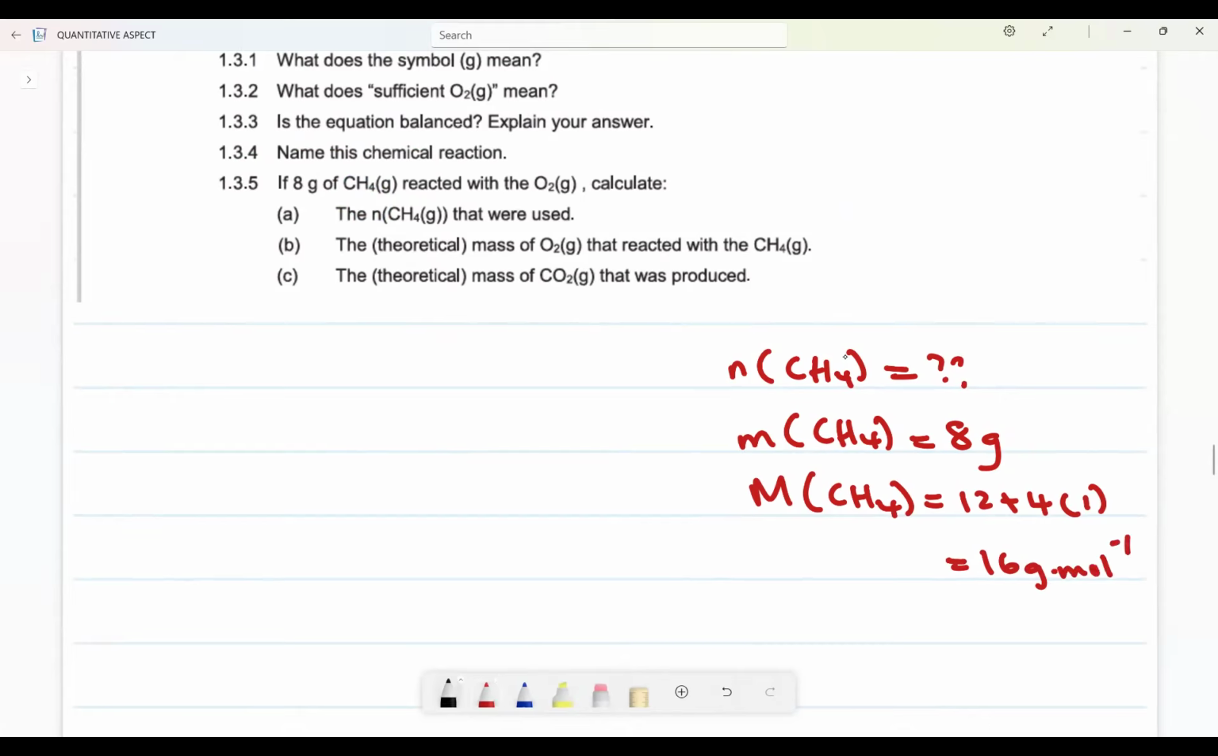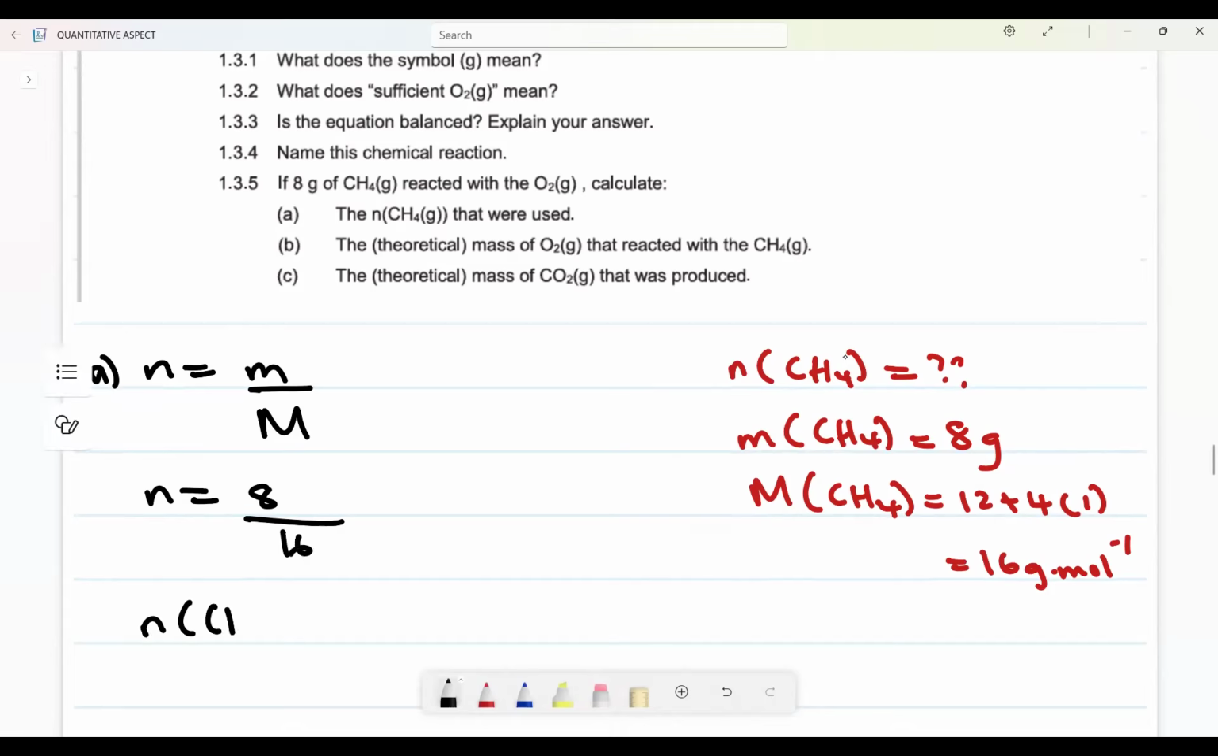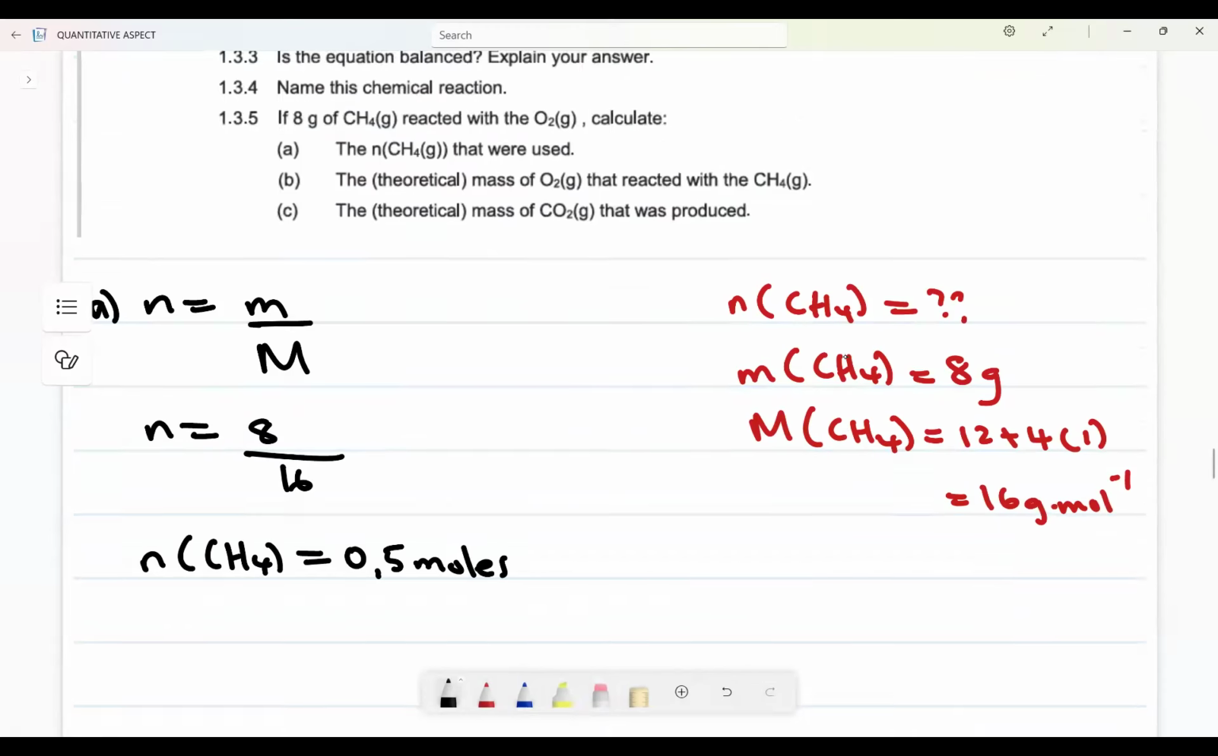And then can I now calculate number A? Yes, I can calculate it, because I have this. How? Number of moles is equal to mass divided by molar mass. What is the number of moles? It is 8 divided by 16. The number of moles of CH4 that were used is going to be 0.5 moles. Okay, can you see that? Yes.